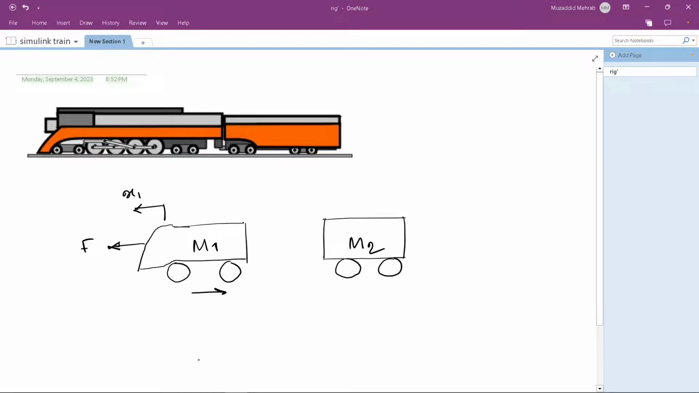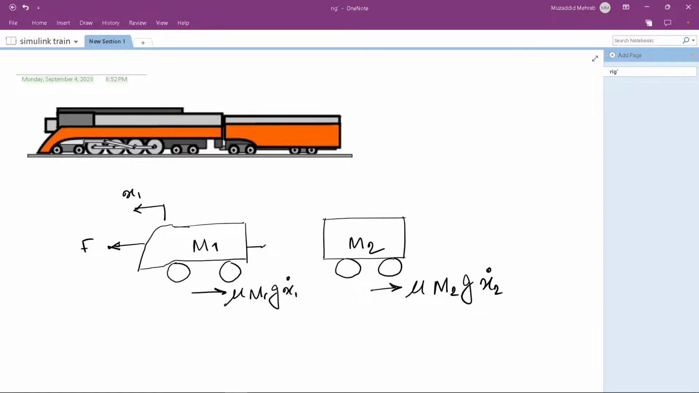For this mathematical model, the rolling resistance forces are modeled as being linearly proportional to the product of the corresponding velocities and normal forces, which are equal to the weight force. So F will be mu m1 g, and there will be a velocity. For this particular model, I am considering velocity because the velocity and the product of the normal force are proportional to the friction force. In the same way, for cart 2, the rolling friction will be mu m2 g and this velocity.